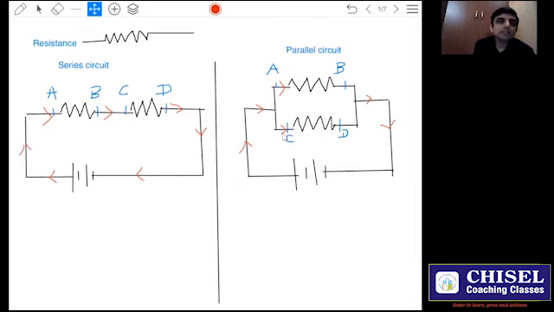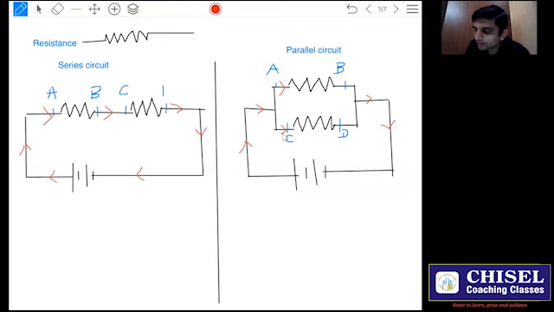Every device, let's say a fan, a tube light, a bulb, or ACs, geysers, I cannot draw all of these in a diagram. So what we do is we represent it with the help of a symbol. And what is the symbol for resistance? The one that I have just made in front of you. See this one.